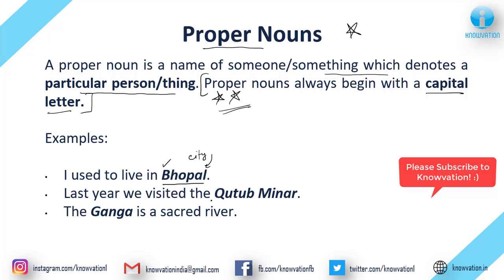Last year we visited the Qutub Minar. So I'm talking about one particular monument, that is Qutub Minar, and here also its first letter is capital. And the Ganga is the sacred river. So मैं गंगा को particularly एक river के बारे में बात कर रहा हूँ, वो है the Ganga. So Ganga is a sacred river and Ganga here is the proper noun with G capital. So friends, I hope this is clear.